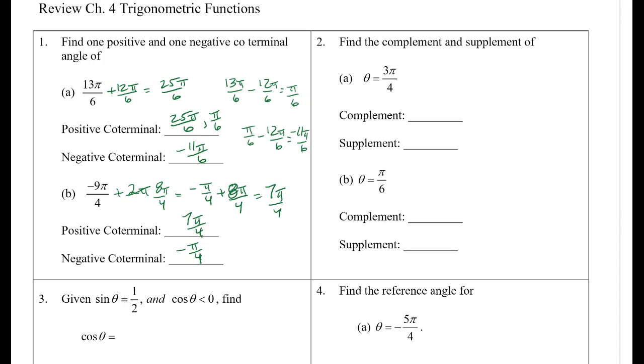So in both cases, we had to worry about not just adding or subtracting one revolution, but we had to make sure we did it enough times to get both a positive and a negative number.